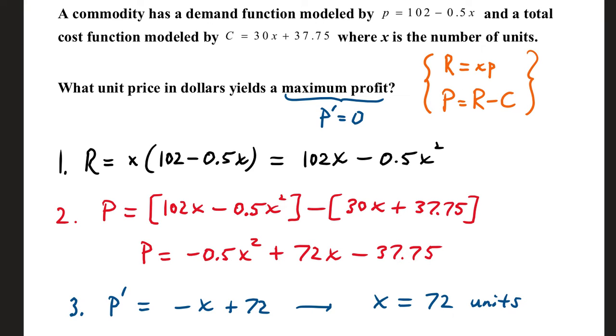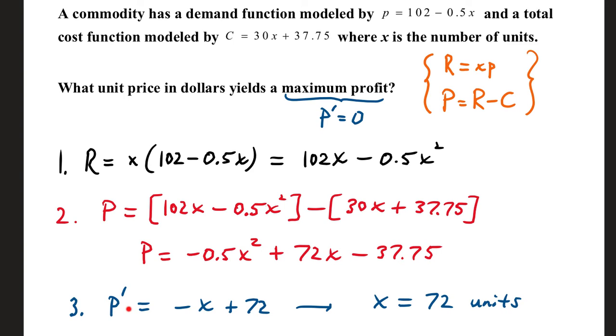So like we did in the previous example, we need to build a revenue function because one is not given. And we can do that by taking x times our demand function. So x times p distributing is going to give us 102x minus 0.5x squared. Profit is revenue minus cost. Revenue we just built minus cost, which is given. Subtracting like terms, negative 0.5x squared, 102 minus 30, that's 72x, and minus 37.75.